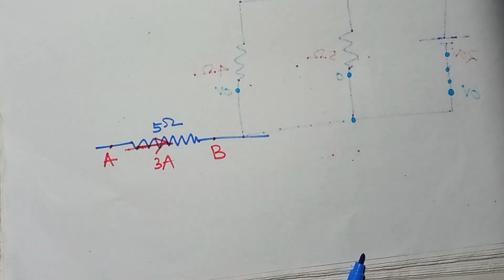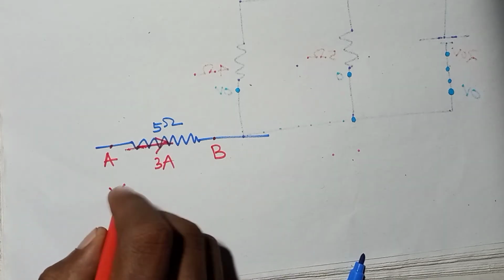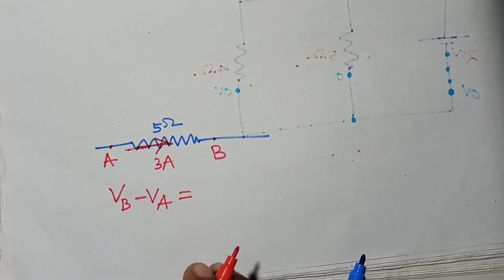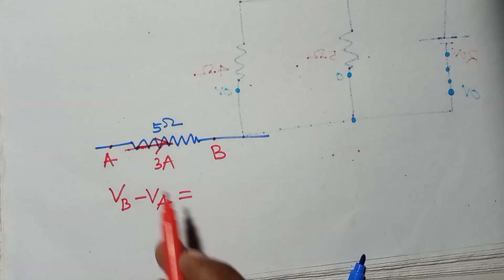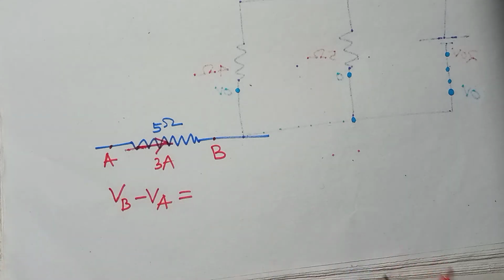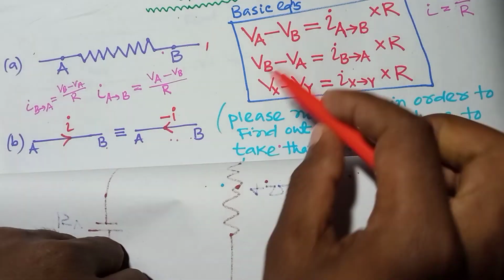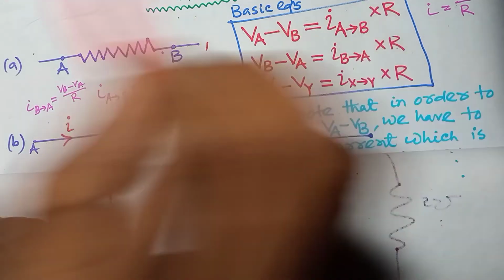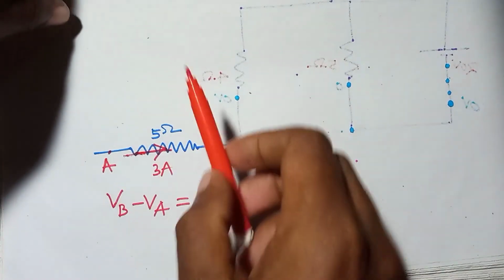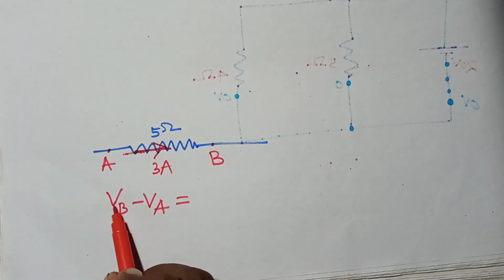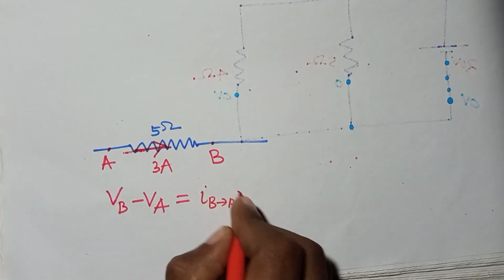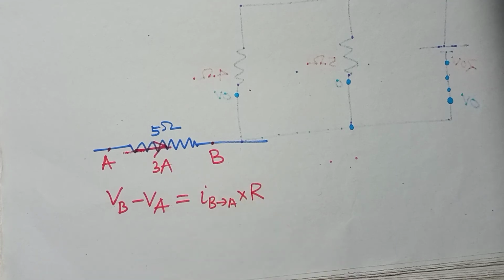Let's say I want to find out the value of Vb minus Va. Now tell me what will be the Vb minus Va. According to our formula, Vb minus Va says that the current which is flowing from B to A multiplied by the resistance value. So Vb minus Va will be the current which is flowing from B to A multiplied by the resistance value.